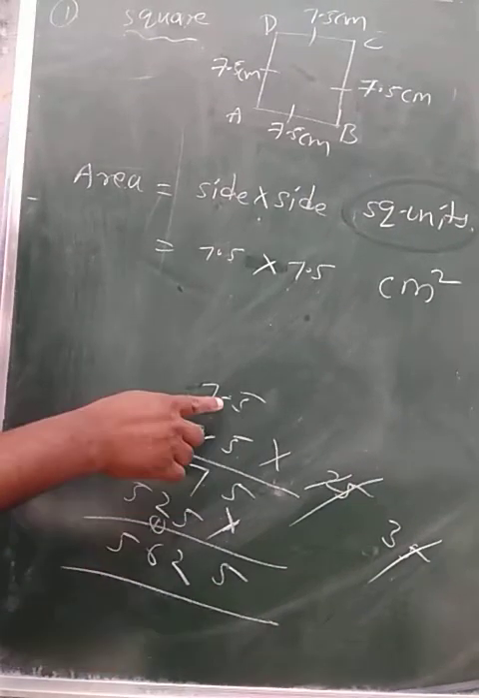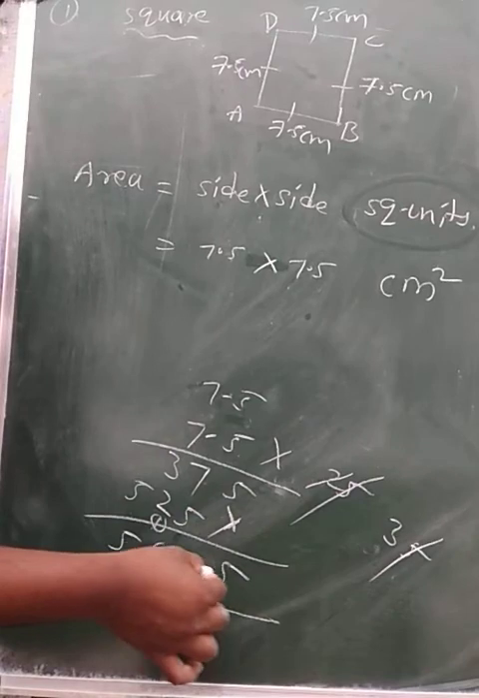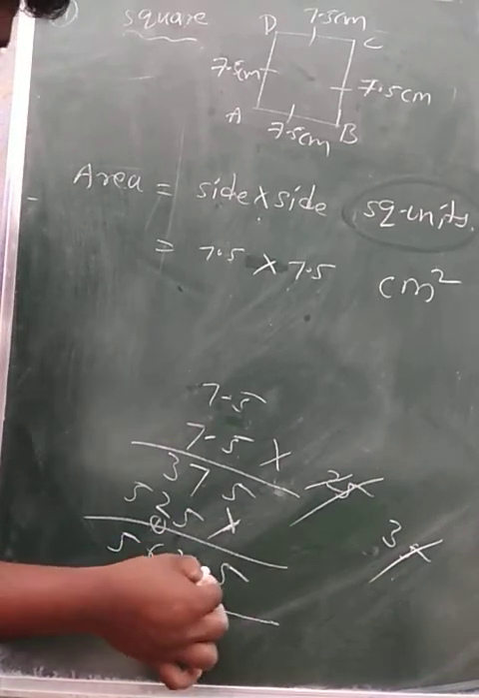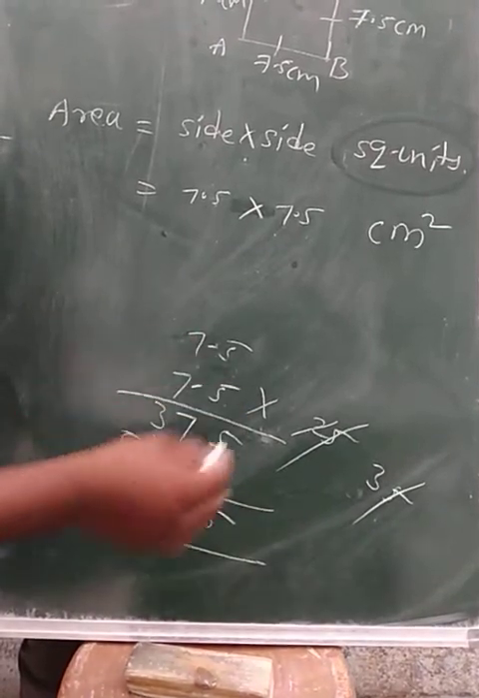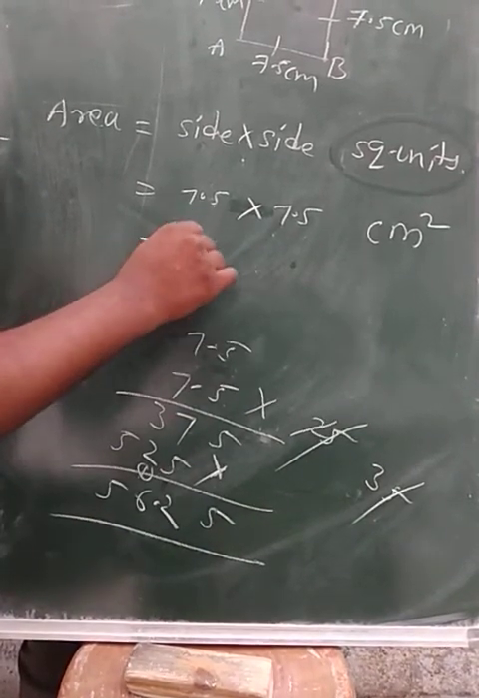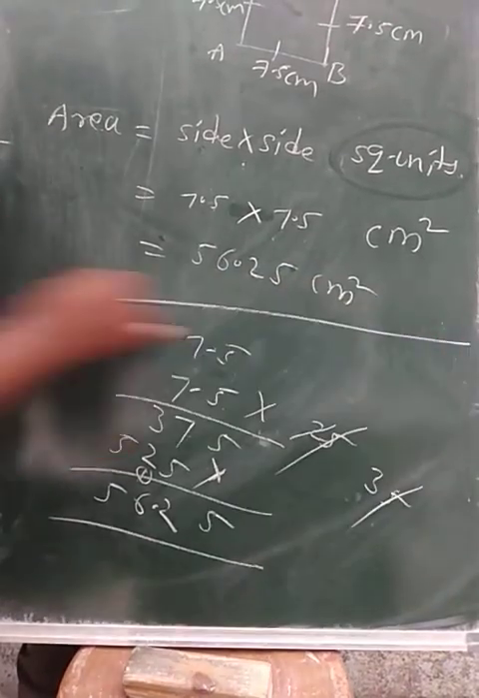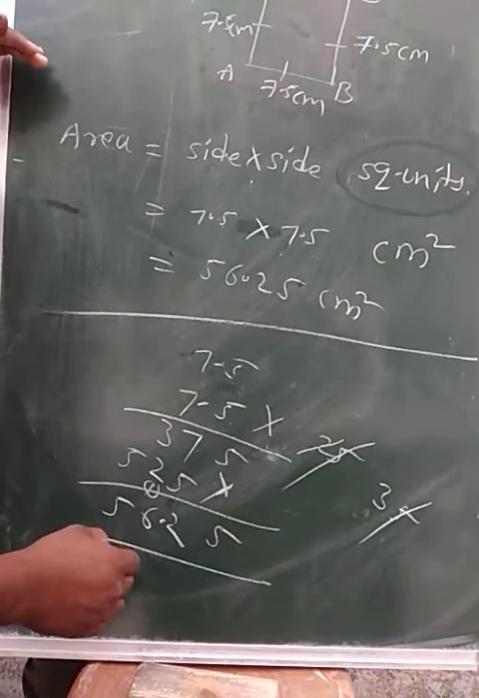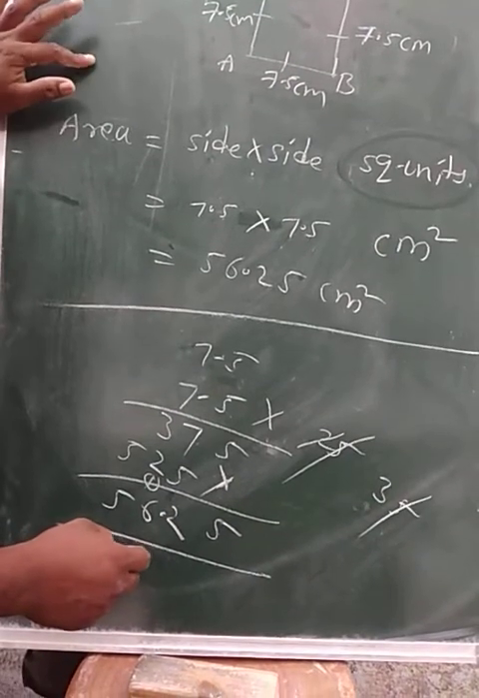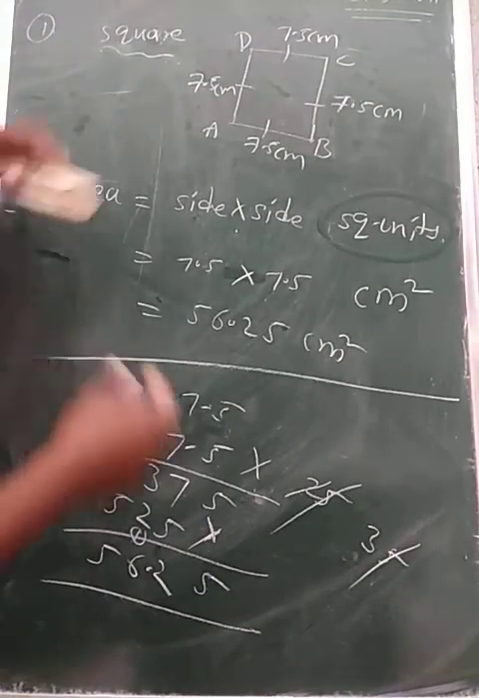Here, the point after one digit, point after another digit, then you just keep the point two digits from right to left. So we get 56.25 square centimeters. So like this you can find the area of a square. Okay, now students, let us go for the next one.